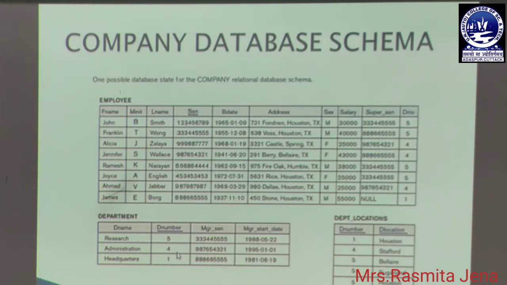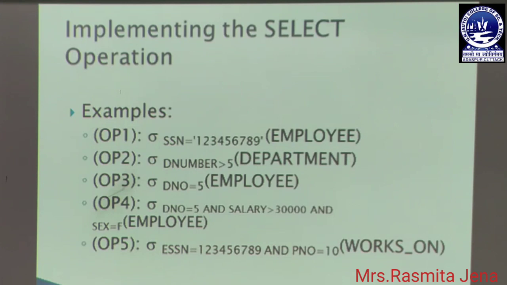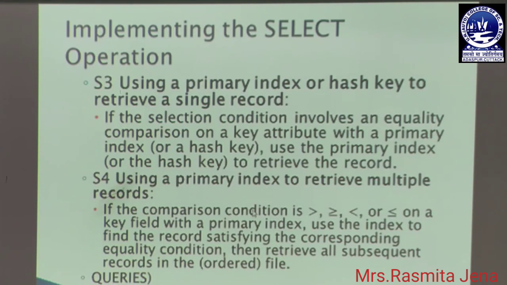If instead of 5 it is given as 4, then we will retrieve this record. Or instead of 5, if we give 1, then we will retrieve this tuple and this tuple. That means in this case we are retrieving multiple records, and you can see the files are ordered based on the department number. So, if the query is given like this, then we will execute the fourth case, that is using the primary index to retrieve multiple records.